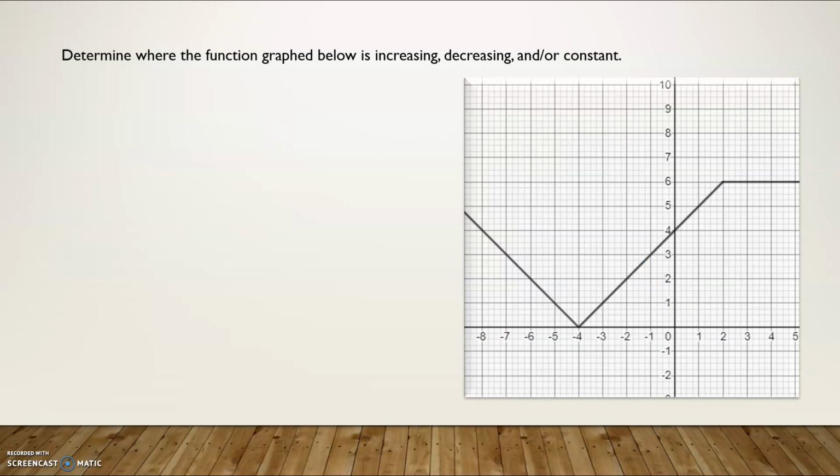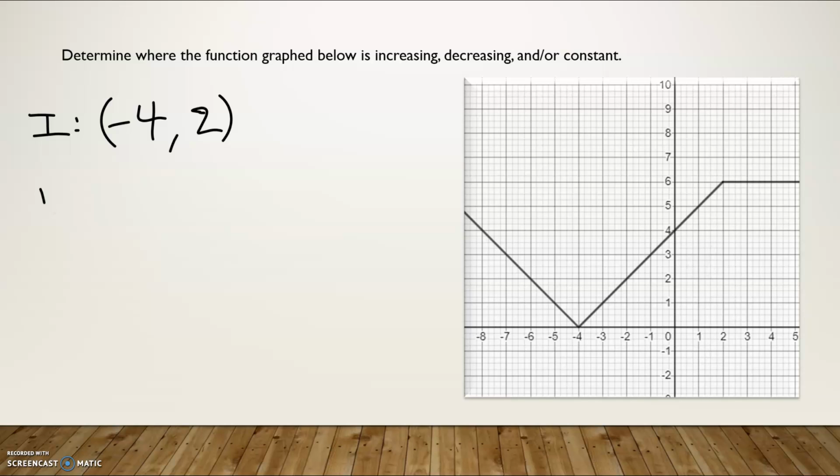Same thing, increasing, decreasing, and constant. Where are those? We'll go ahead and find increasing. It looks like increasing is right here. Let me highlight that. Between these two, remember we're talking about x values, it starts at, looks like, negative 4, and it goes to, looks like, 2. That's the only increasing that I see.